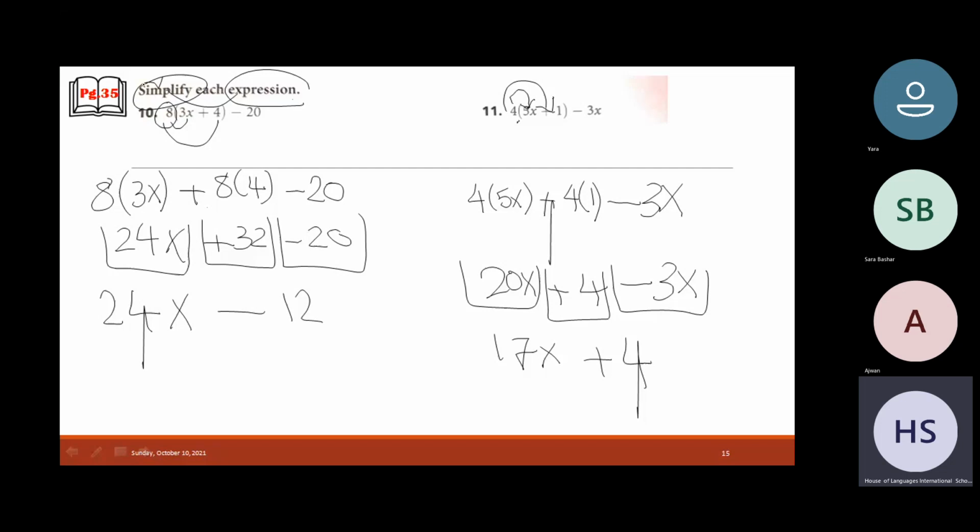No, multiplied 4 by 5x, I get 20x. 4 by 1, I get this one. Then I get negative 3x as it is. Which one? 20 minus, which we have here, circle the terms. Then see, where are the like terms? They are this one and this one. Like terms, they have the same variable, the same exponent.